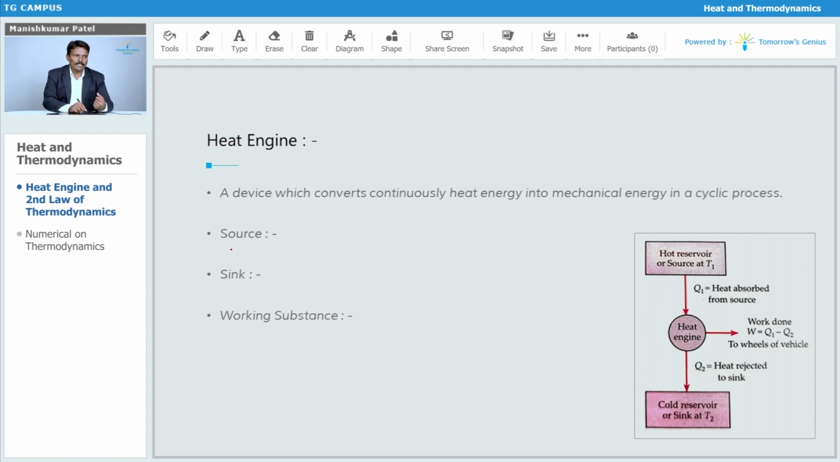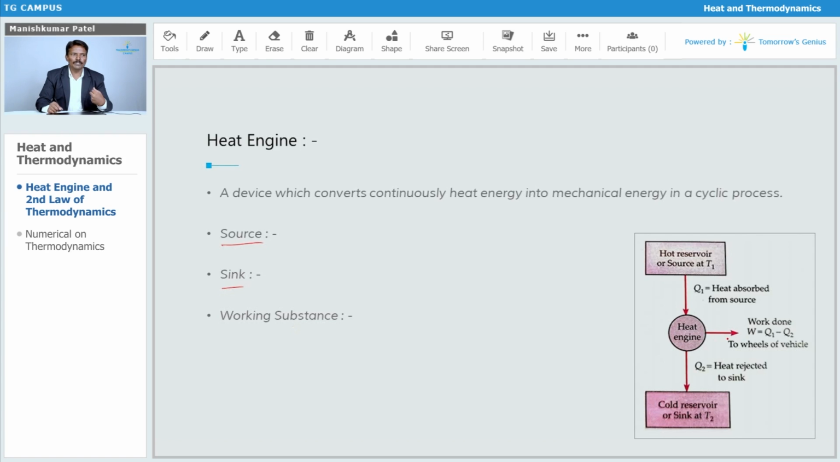So there is the source, the sink and the working substance. There is a hot reservoir, or the source, at T1, from which you take out heat, convert some amount of heat into work done, and that is a heat engine, and you reject some part of the heat to the surroundings. So that is how a heat engine works in this case.